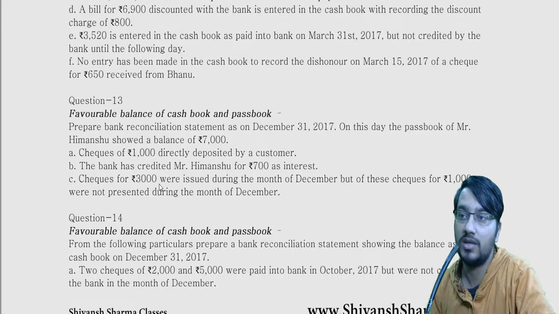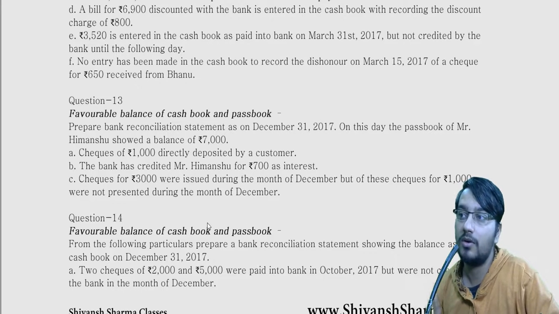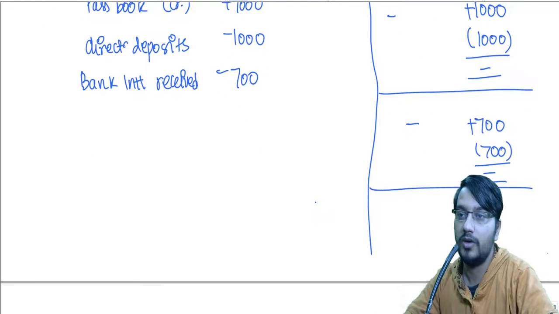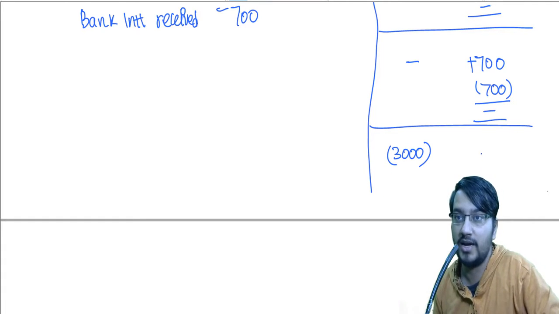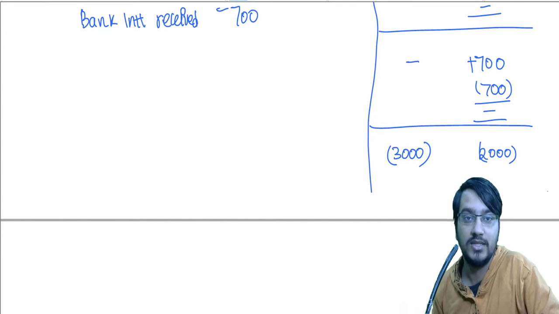Now there is a check of 3000, but only the checks related to 1000 rupees were not presented in December, so they must have been presented in January. What we need to remember here is that the point of difference is 1000 only, because the 2000 rupees checks must have been presented and deducted from my passbook as well. So if I give you the complete analysis, 3000 I was expecting as deduction because I had issued checks, but only 2000 were deducted from here. So the point of difference is 1000.